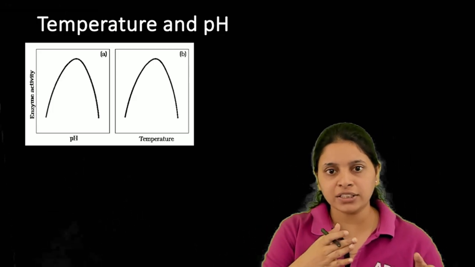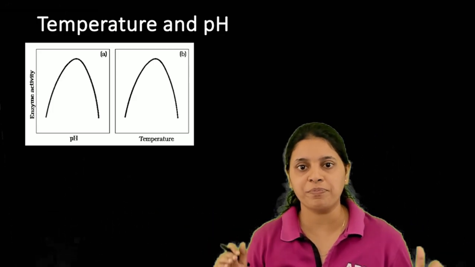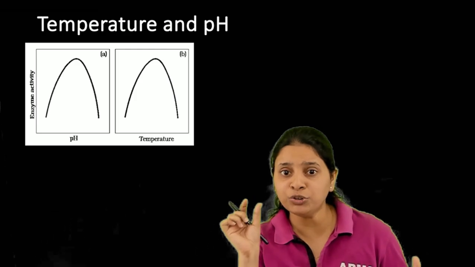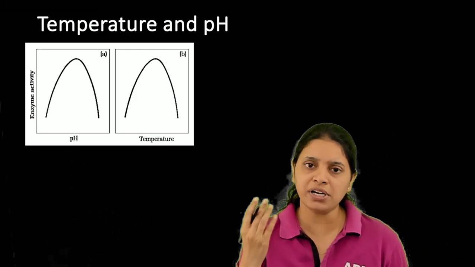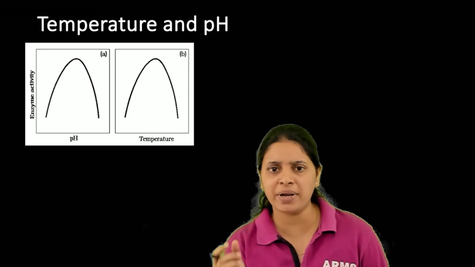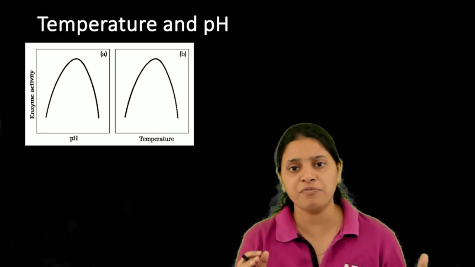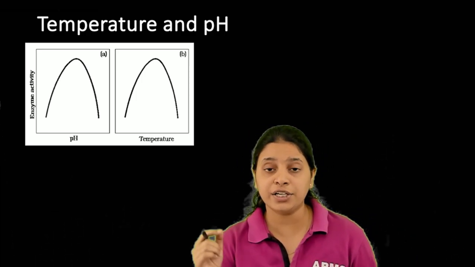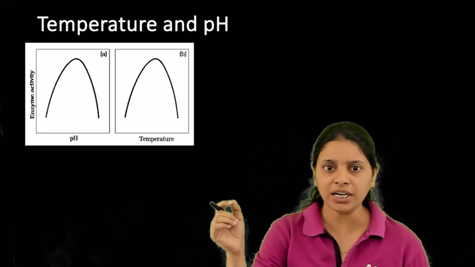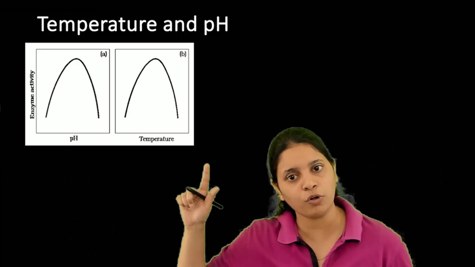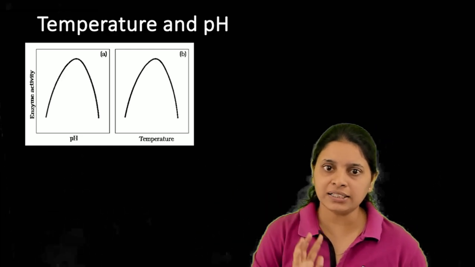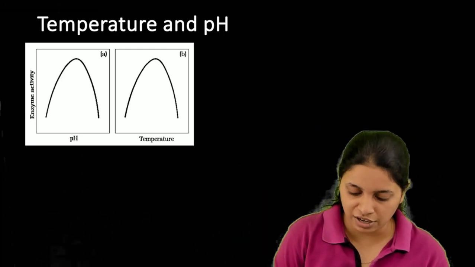So, if we take the whole range, like 0 to 14, then enzymes will act only in a narrow range of pH. So, it will depend on the enzyme. Some enzymes will be active in acidic conditions, some will be active in basic conditions. It will totally depend on the specific enzyme. But enzymes always act in a narrow range of pH and also temperature. Let's understand what is happening here in the graph.